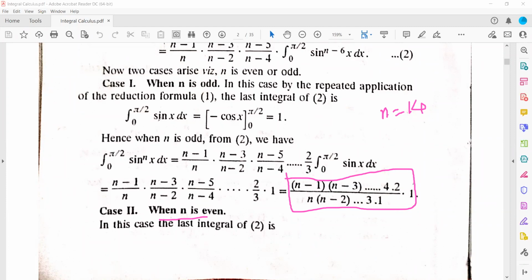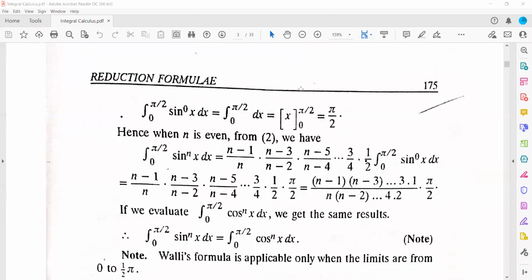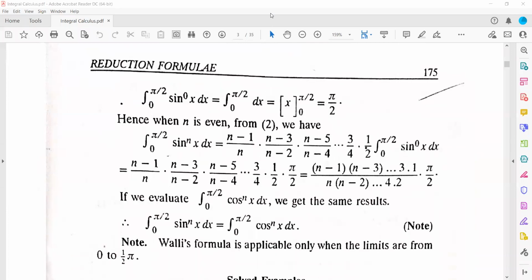That means 0 to pi by 2, sine to the power 0 is 1. 1 into dx, that is dx. 0 to pi by 2 dx. Okay? So that is yours here. 0 to pi by 2, sine to the power 0, you have got 0 to pi by 2 dx. So if you integrate, it will be x, 0 to pi by 2. You put the limit of integration, you are getting pi by 2. So the value of this is your pi by 2.